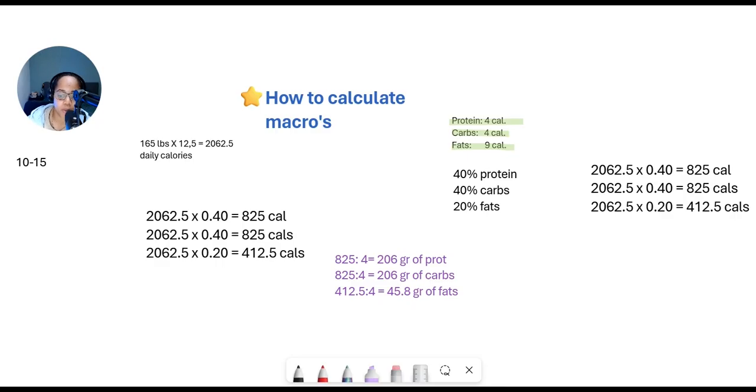Oftentimes we underestimate how much we eat. You know, it could be oils, peanut butter, whatever. And by tracking, we are in control. And, you know, having the information is going to help us to reach our goal faster, alright? So by tracking and looking back at the information, we are being honest with ourselves, right? That's the only way for you to reach your goal. So let's get into the video.